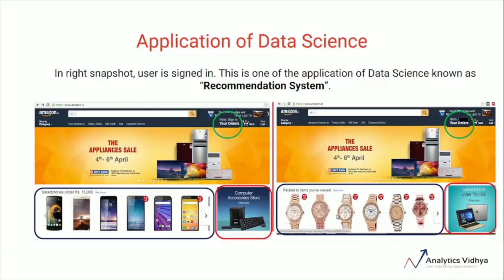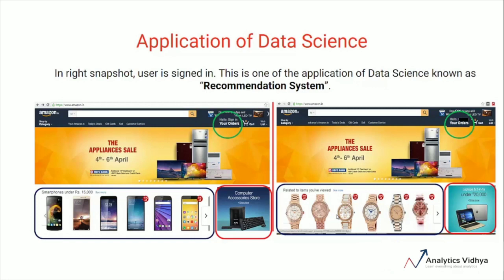So we can see data science in almost every field in this era. For that, I have two snapshots over here. In one snapshot, the user is not signed in, and in the second, the user is signed in, which makes the whole difference. If you look at these pictures, the product list and the advertisements are different. So what actually is the reason behind this difference? The difference in the two snaps is because of the personalization and recommendation happening. This is one of the popular applications of data science called recommendation systems.